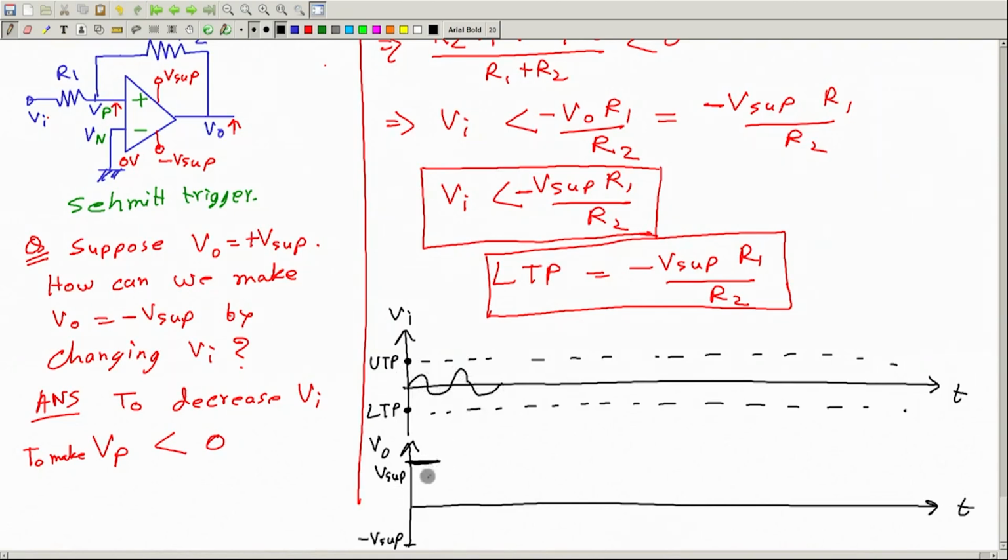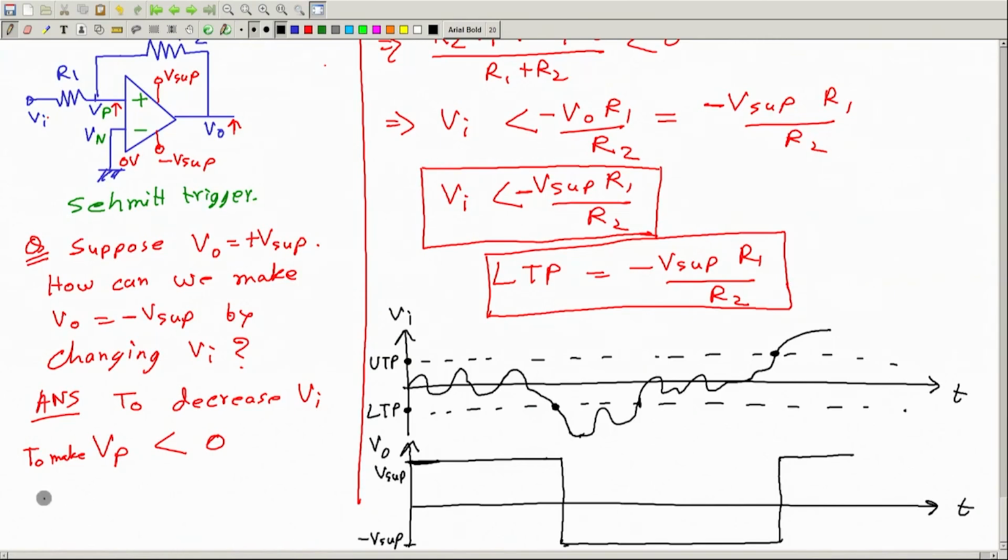When will the output become negative? For the output to be negative, you have to bring the input below the lower trigger point. So say here it goes down below the lower trigger point, then the output at this point will go to minus V supply. And then say input is again changing. When will it make the output positive? The moment when the input goes above the upper trigger point. So say here, output will become positive.